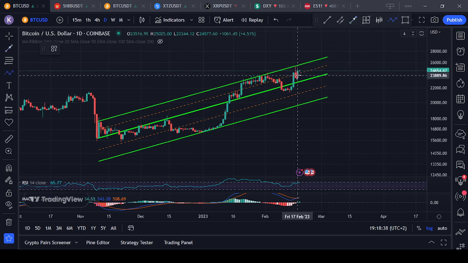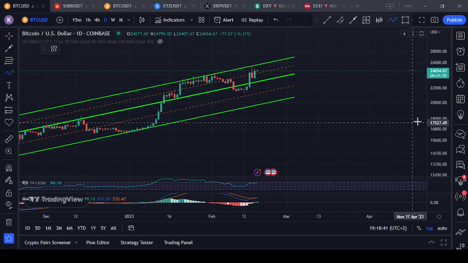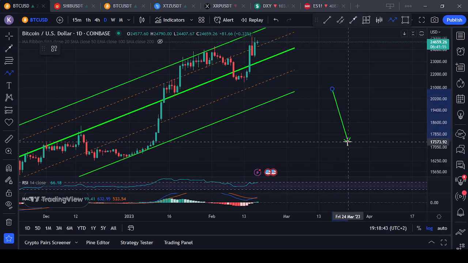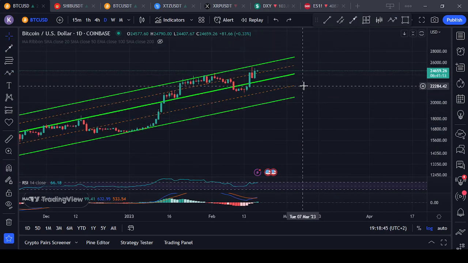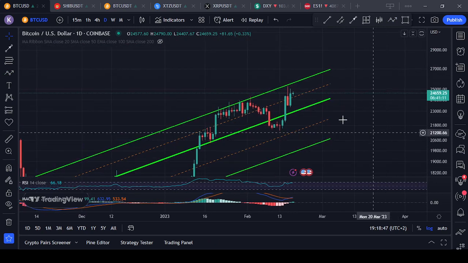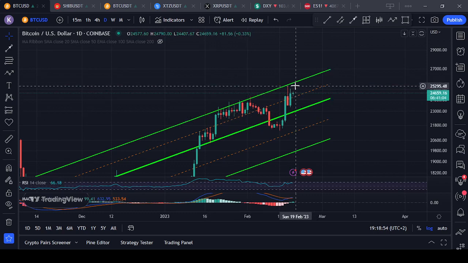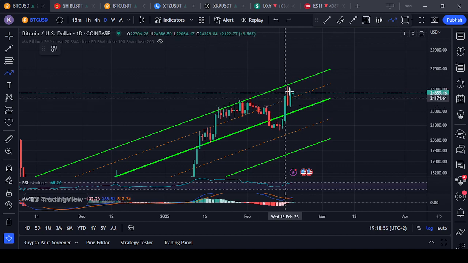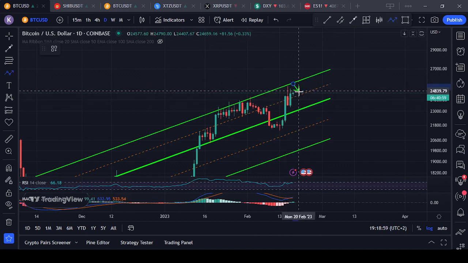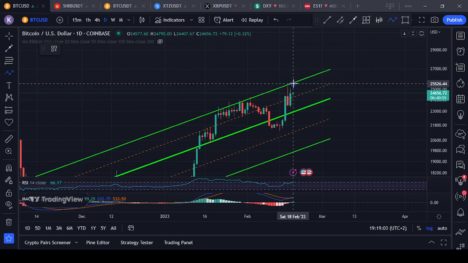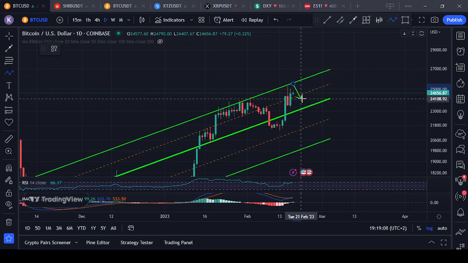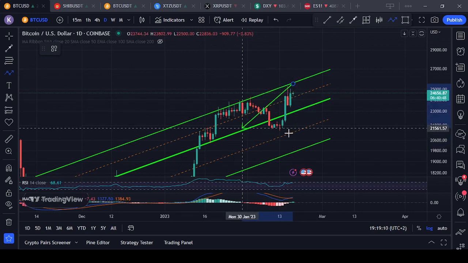So it's supported at the middle, if you notice now, like here. Let's do this. Yeah, see, notice it's supported by the middle line, which is respected here. So I'm going to wait. I'm expecting either rejection at this point and go a bit lower. So one option would be to open a short position on this. If I'm not taking into consideration anything else, I'm just trading this exact segment.